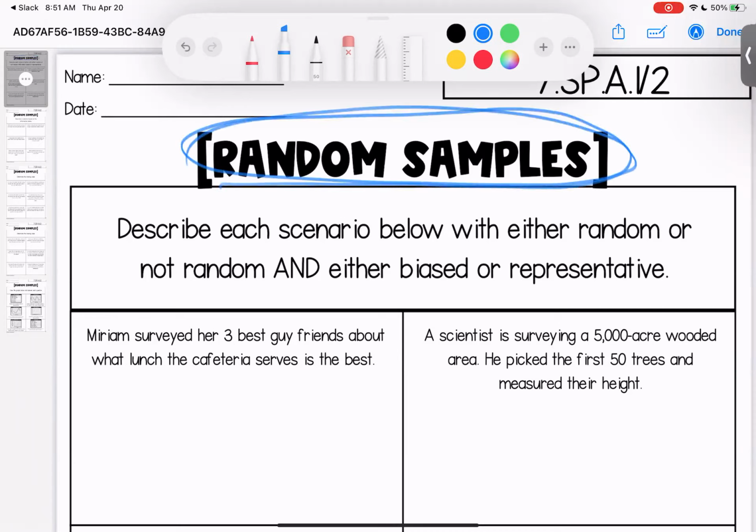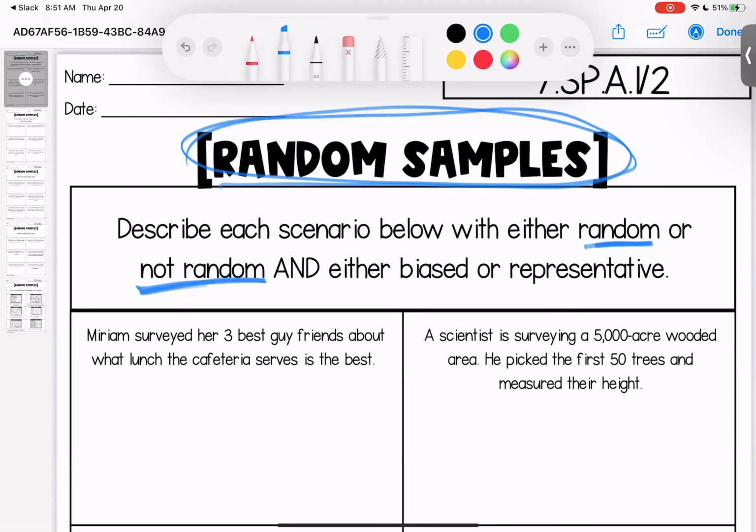We've been talking in class about how we can determine how this works. And something that you're going to notice is this is going to take a little bit of think time, right? This isn't as simple as adding things up or multiplying. We're going to have to decide a couple of things. First of all, is this random or not random?